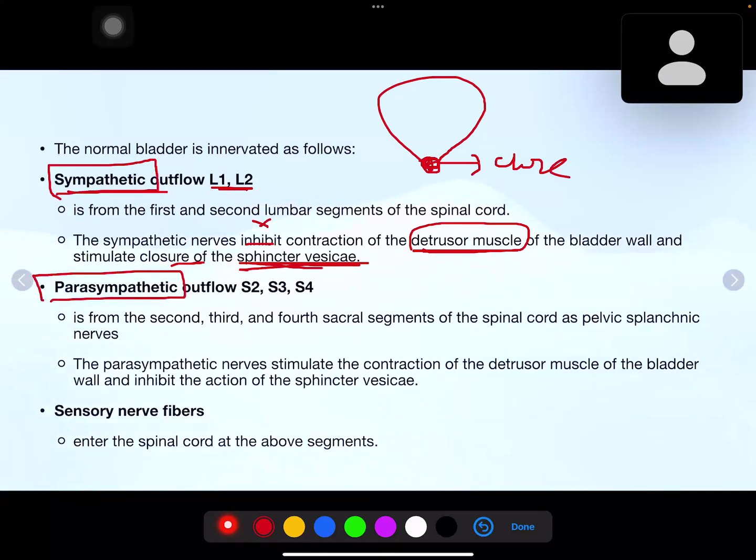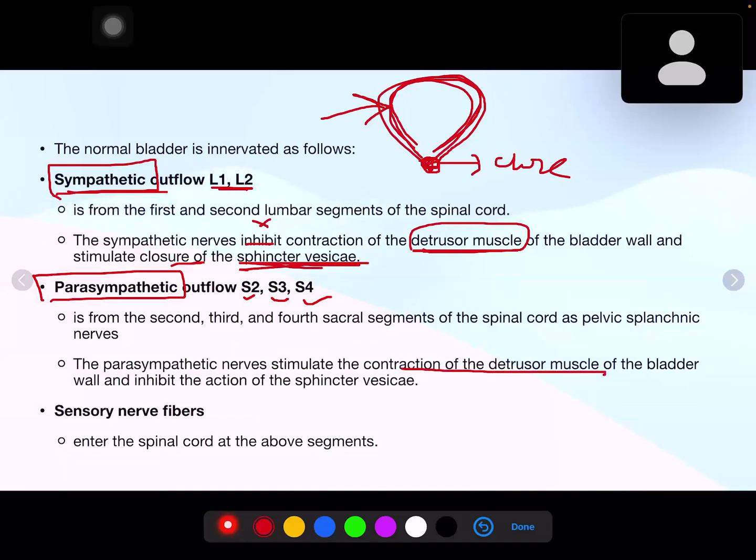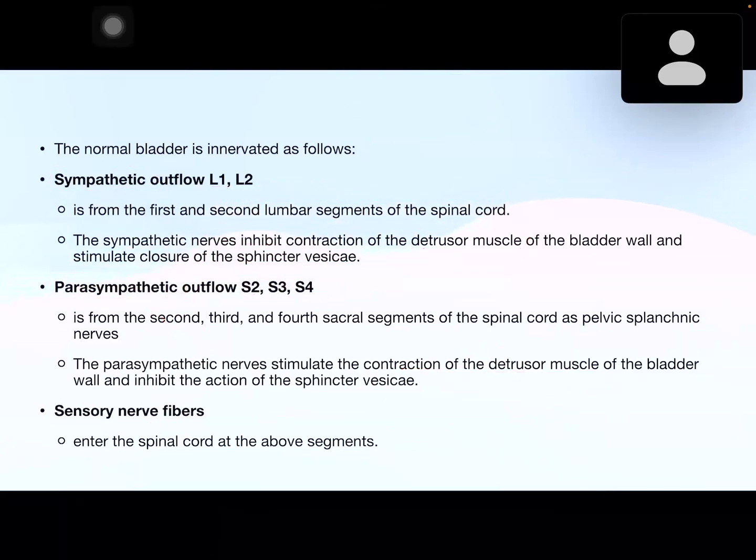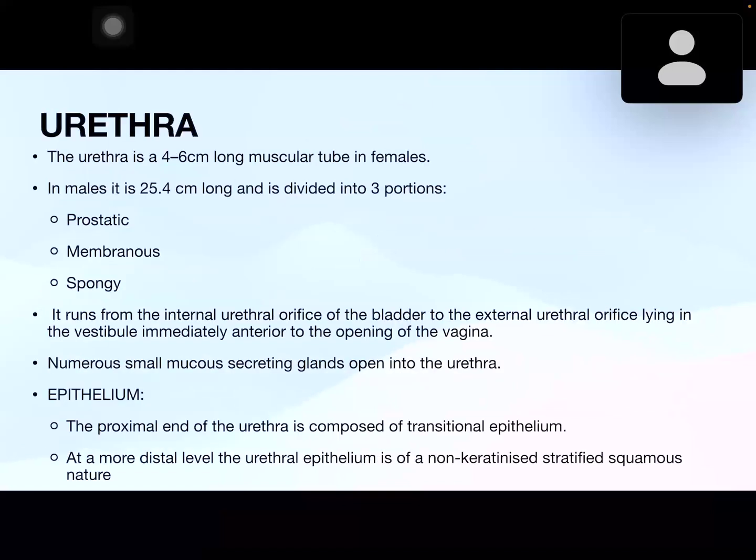Now what happens with the parasympathetic outflow, which is from S2, 3 and 4? Parasympathetic first stimulates the detrusor muscle, so the detrusor muscles are contracted, and it inhibits the action of the sphincter vesicae, so the sphincter opens. Then the micturition process starts under the action of parasympathetic nerves. The sensory nerve fibers enter the spinal cord at the above segments as well. So there are afferent and efferent nerves from the bladder. This was about the micturition process as well. What does the sympathetic do on the bladder, and what does the parasympathetic do on the bladder?